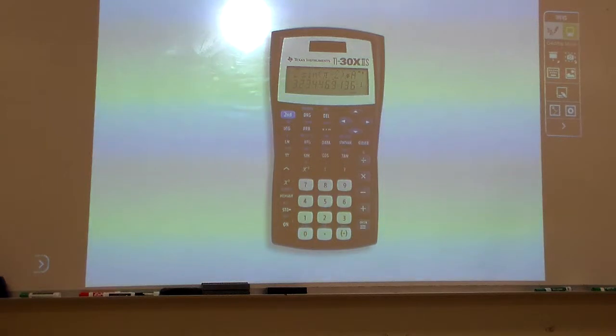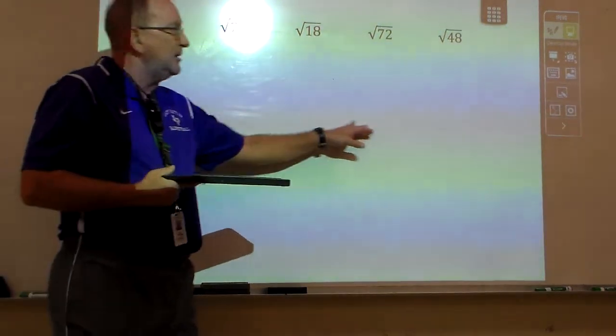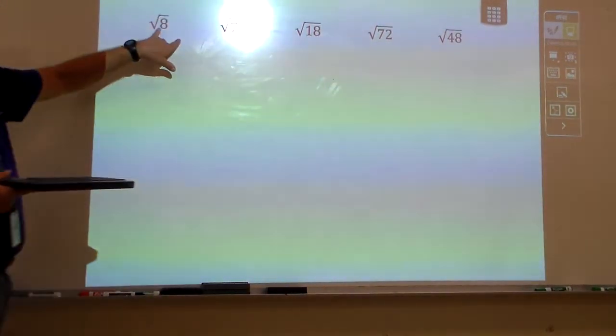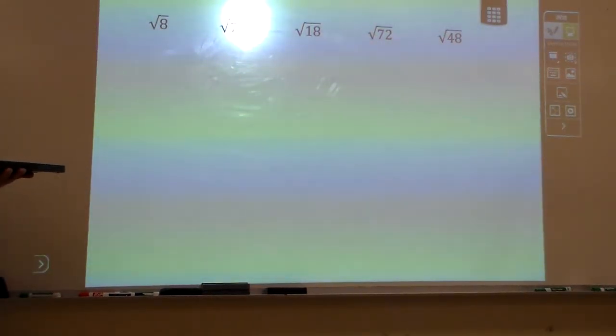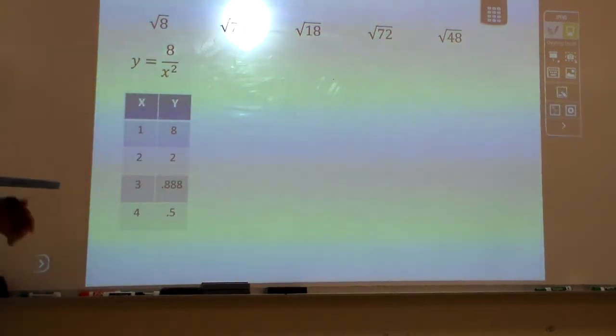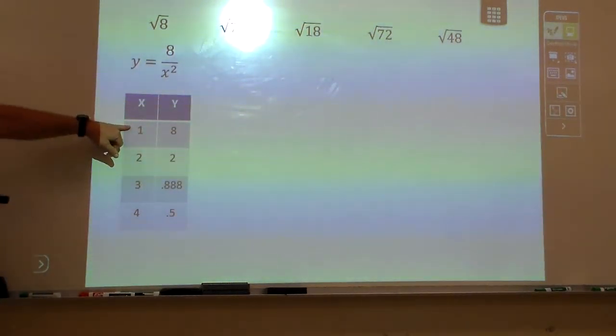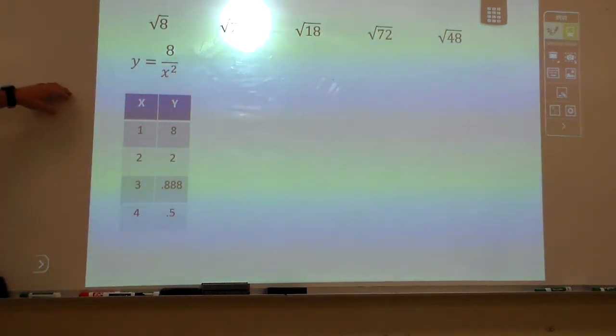Y'all, I'm going to show you how to find square roots using a calculator. And this is pretty cool. This is something I just found out rather recently. You have 8, correct? So I want to find the square root of 8. Go to your calculator, go to the y equals, and do 8 divided by x squared. When you do that, this is what you're going to get for your table. Go to your table, second table. Here are your numbers.